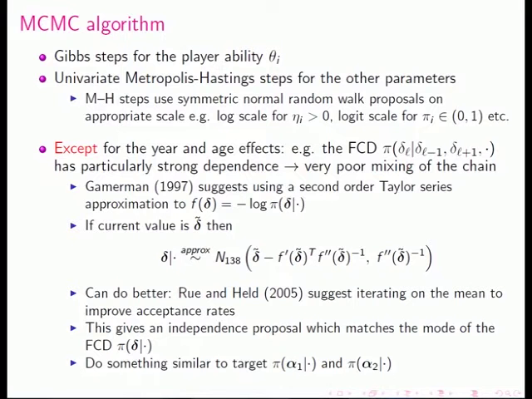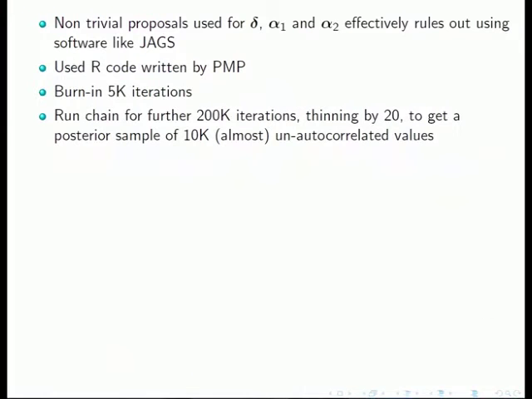When you've got a second order smoother, it's just as bad. So you've got to do these rather complicated, but not that complicated, but quite effective proposals in order to get a rapidly mixing chain over these high dimensional parameters.